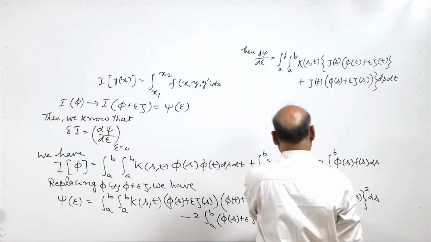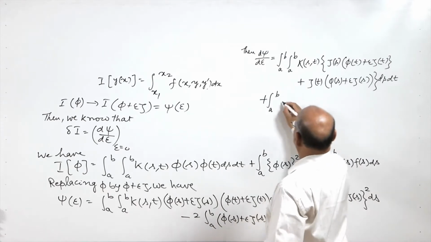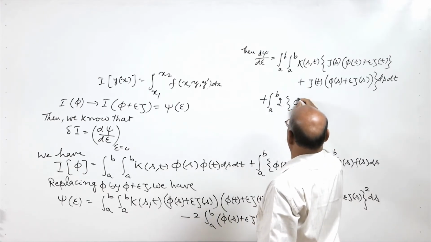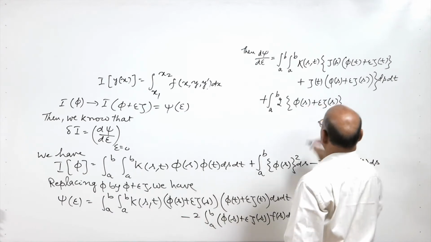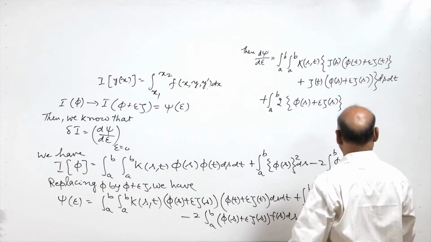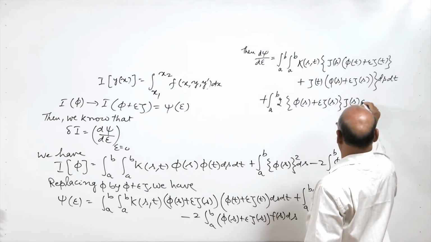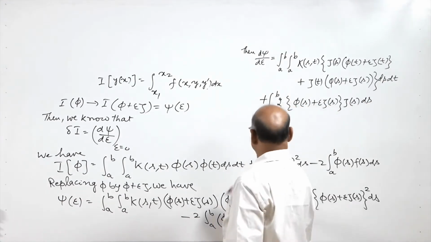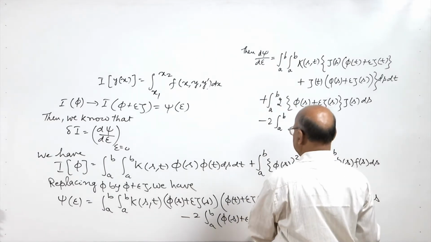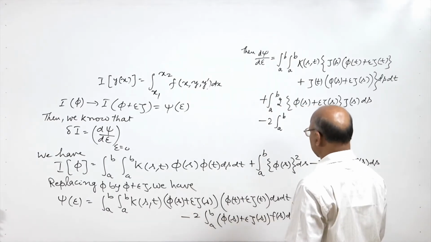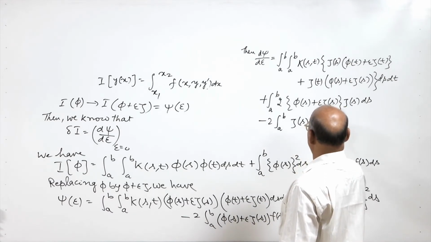And then we come to the second term. So plus the integral over a to b of 2 times phi(s) plus epsilon zeta(s), and when we differentiate with respect to epsilon we get zeta(s). Now when we differentiate the last term we get minus 2 times the integral a to b, and when we differentiate with respect to epsilon we get zeta(s) into f(s) ds.